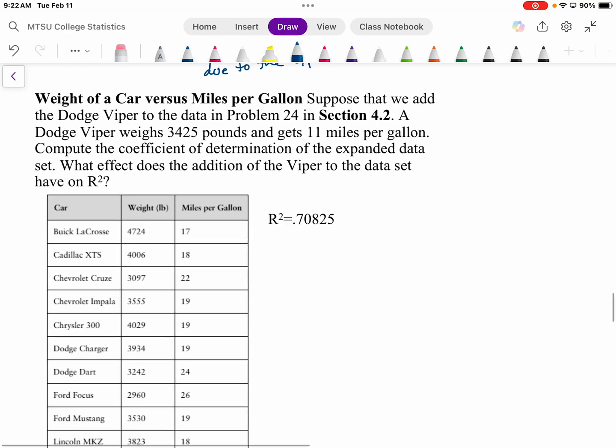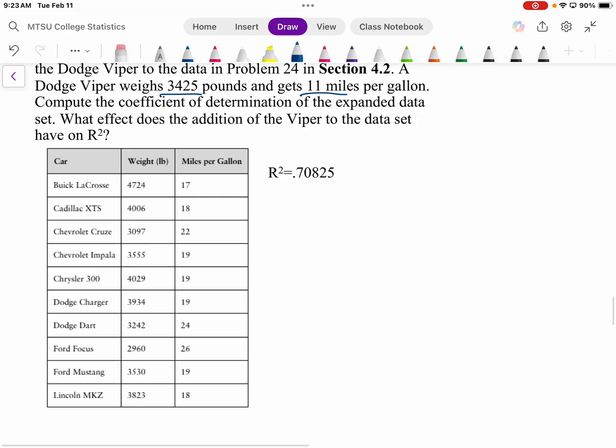Here's one with the weight of cars versus miles per gallon. They said, suppose we add a Dodge Viper to the data in problem 24. A Dodge Viper weighs that much, gets 11 miles per gallon. Compute the coefficient of determination for the expanded data. What effect does the addition of the Viper to the data set have on the R-squared value? So I believe this was the R-squared value for this set of data. Okay, so that was without the Dodge Viper.